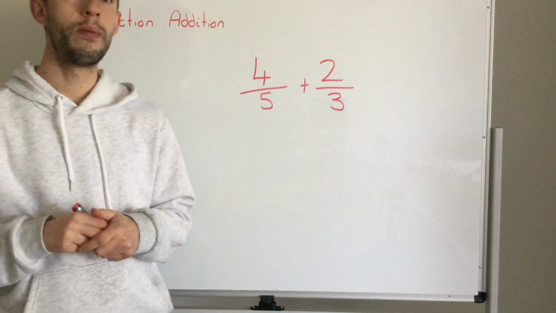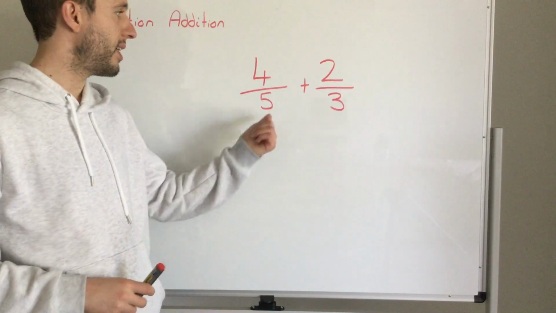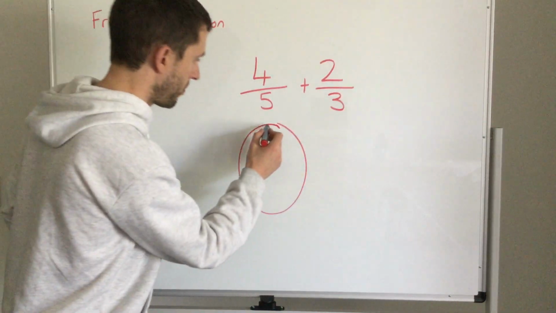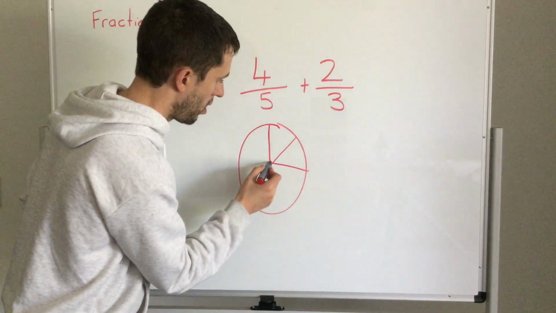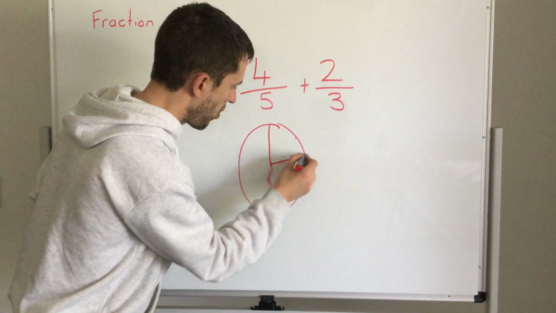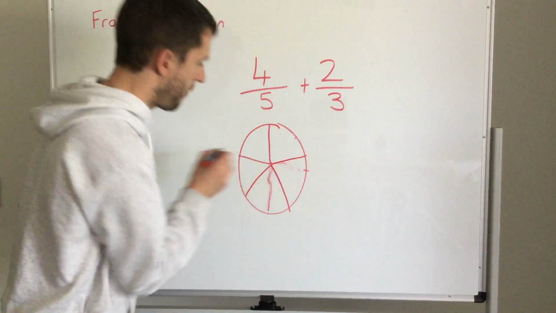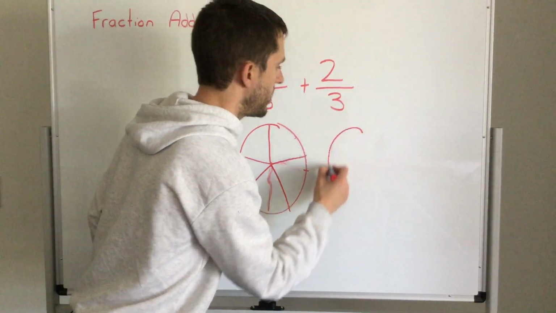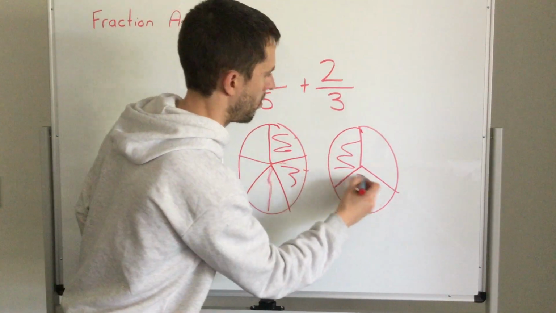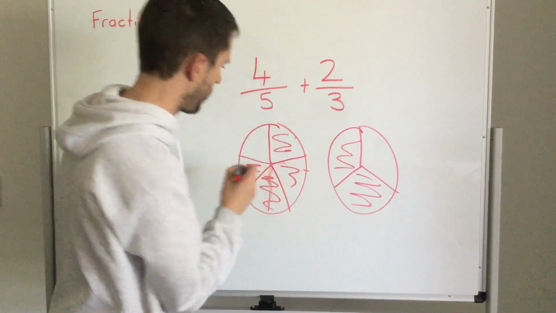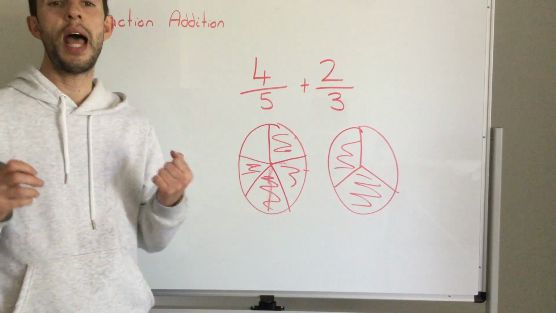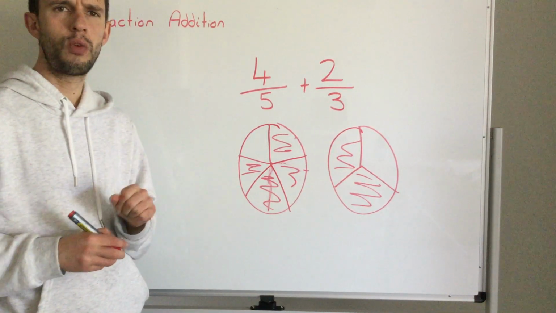So just like before, I know that my pizza is cut into 5 pieces. So I'm going to draw a picture. If I can do it a bit more accurately. 1, 2, 3, 4, 5. And this is cut into thirds. As you can tell, these pieces are not the same size, so we can't add them together. Think back to what we did before.